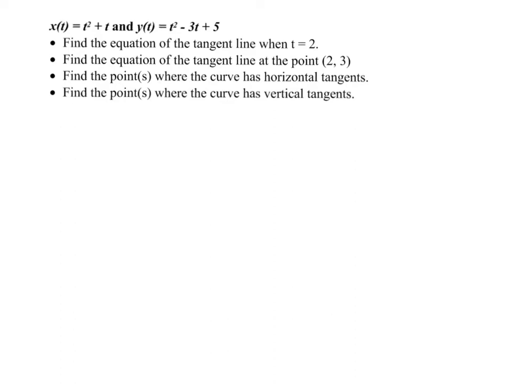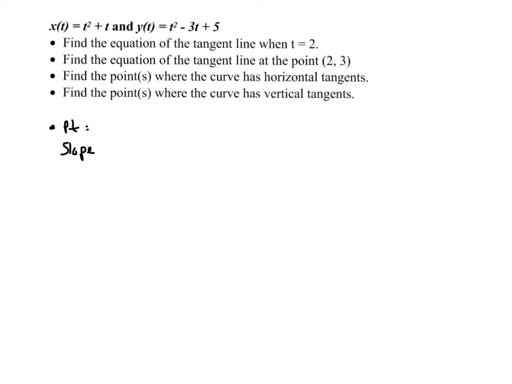In this video, we're just going to look at a couple of things that we can do with a parametric curve and the derivatives. So the first thing, it says find the equation of the tangent line when t is equal to 2. Well, for every tangent line, of course, we need two things. I'm just going to put my first dot right here. We need a point and we need a slope. We have neither right now.